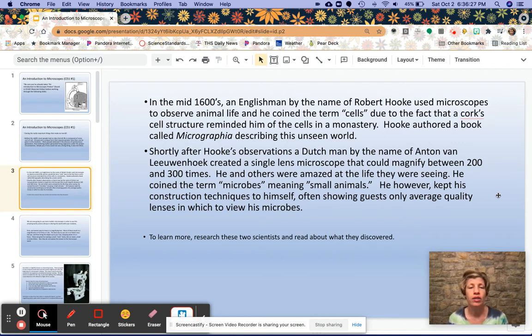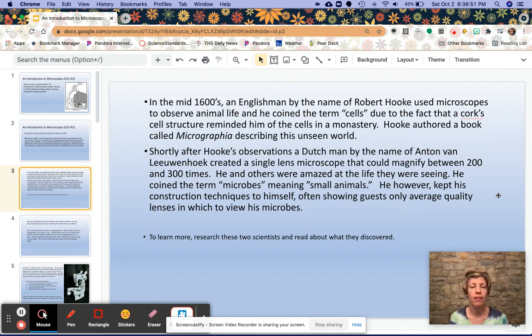In the mid 1600s, an Englishman by the name of Robert Hooke used microscopes to observe animal life, and he coined the term cells due to the fact that a cork's cell structure reminded him of the cells in a monastery. Hooke authored a book called Micrographia, describing this unseen world.